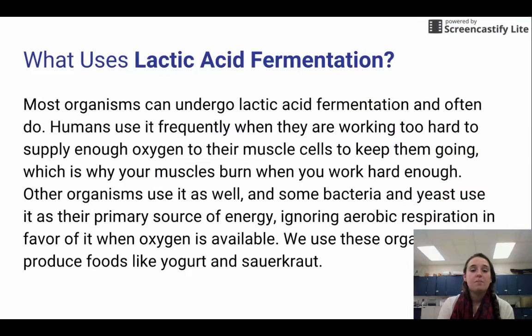So most organisms go through lactic acid fermentation, like I was talking about with exercise. Humans use it a lot when we work too hard and we can't supply enough oxygen. So when you're running, and that's why you're trying to build your cardio up, so that your body doesn't have to go into anaerobic respiration as much. It's also seen in food like yogurt, sauerkraut, kind of like fermented foods like that.